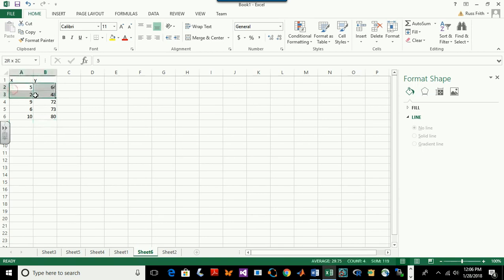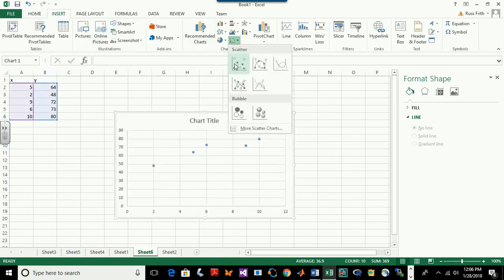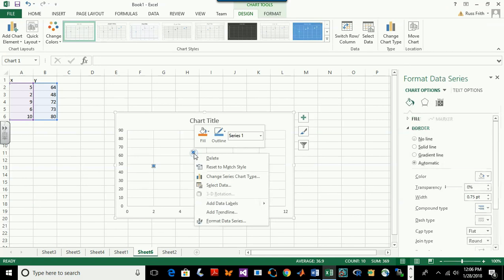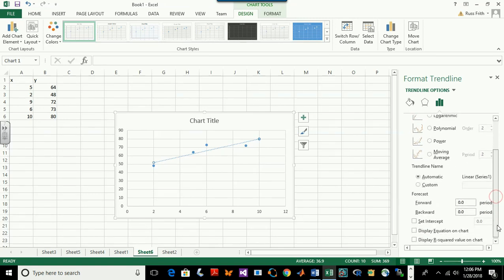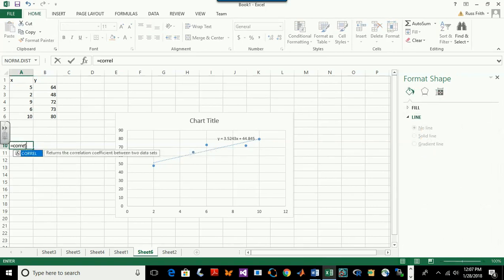Question 1 is to find the correlation coefficient, regression equation and scatter plot. So select your data, go to Insert, go to Scatter Plot, select this, right-click on a point, add trend line. There's your scatter plot plus trend line. To get the linear regression equation, display it on the chart. Here's your linear regression equation. And we want the correlation coefficient. The correlation coefficient would be CORREL, your x range and then your y range. So your correlation coefficient is that.